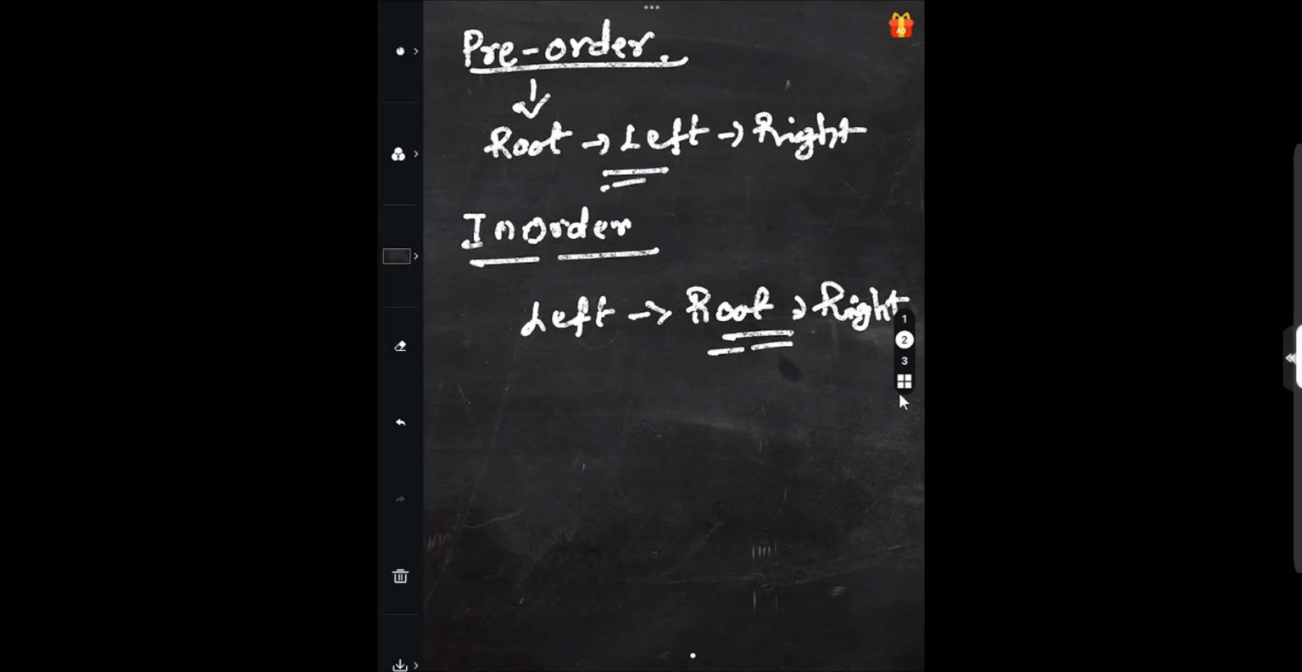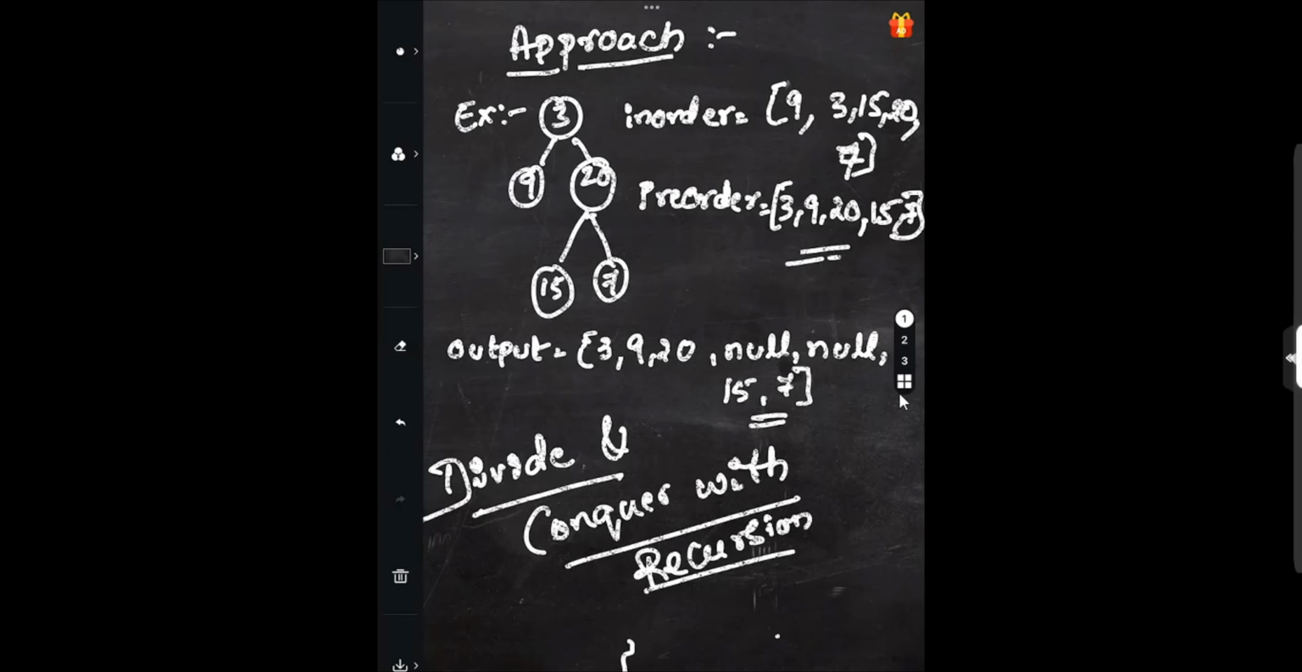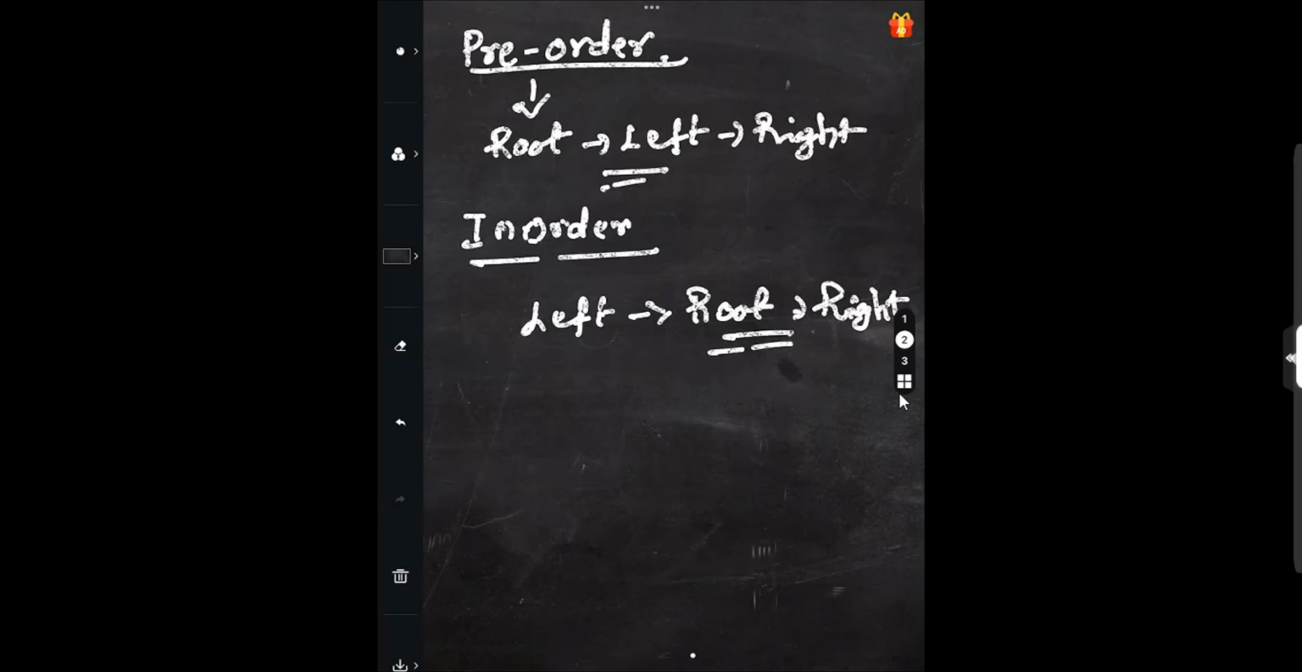In simple terms, the first element in preorder is always the root of the current subtree, 3 in this case. Using this root value, we find its position in inorder to separate the left and right subtrees. That's what we will be doing. This will be the first step. We don't have to stress too much about this, we just should know preorder and inorder.